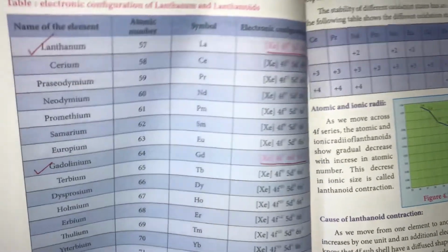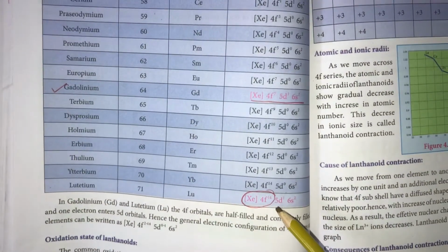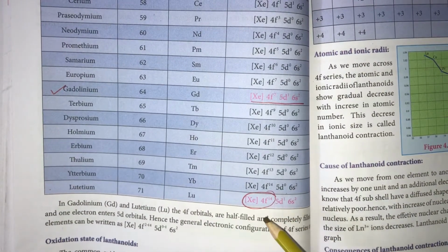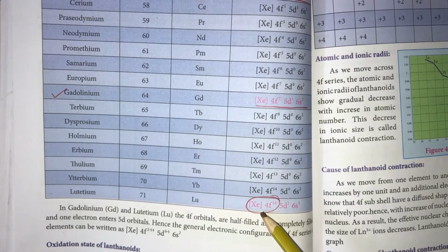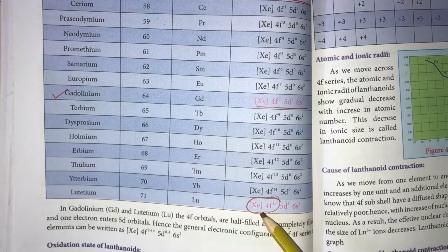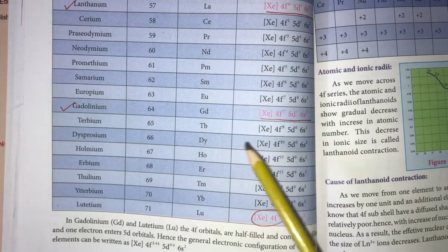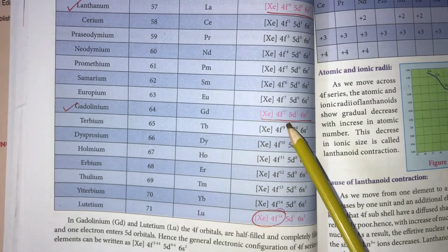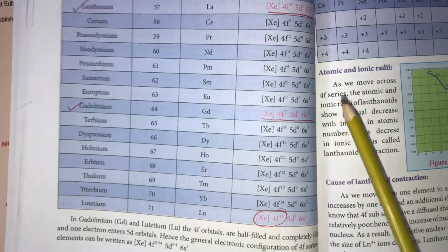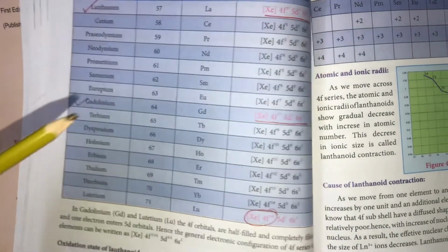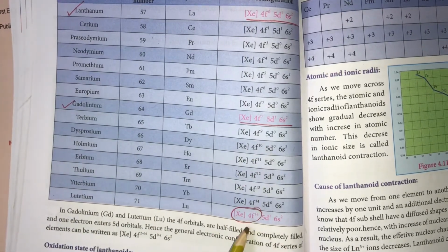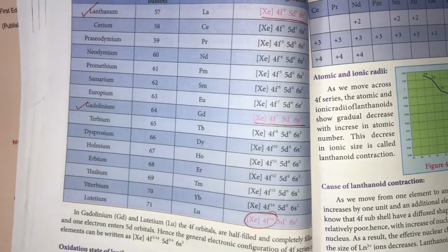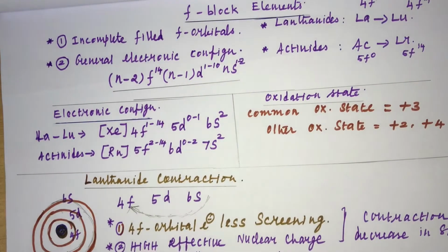Here it ends with lutetium 4f14 5d1 6s2, and here the xenon, the lanthanides resemble the inert gas xenon configuration, so we are writing it as xenon. And half-filled configuration, gadolinium, the half-filled 4f7 5d1 6s2. Starts with lanthanum 4f0 and here the half-filled 4f7 gadolinium and ends with lutetium 4f14. So these are called lanthanides. So now we are going to define what are lanthanides.